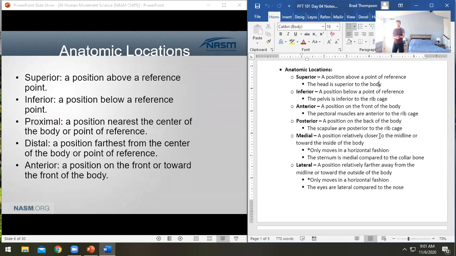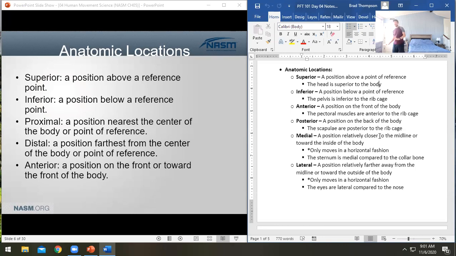And whenever we are talking about a position on the body, whether it's superior or inferior or lateral or medial, we are always referring to it from the anatomic position. So I'm talking about where my head is if I were in the anatomic position.